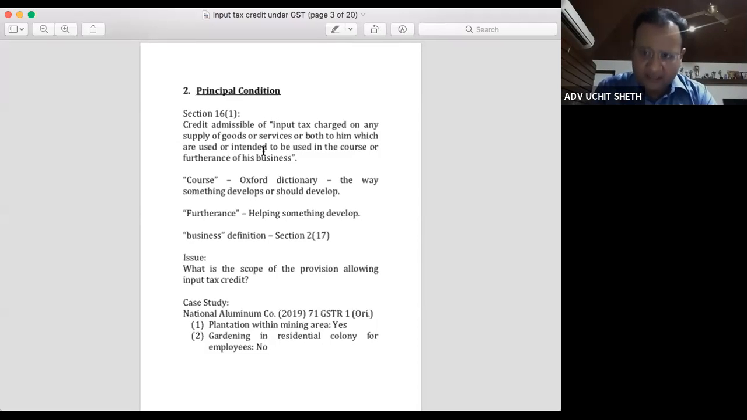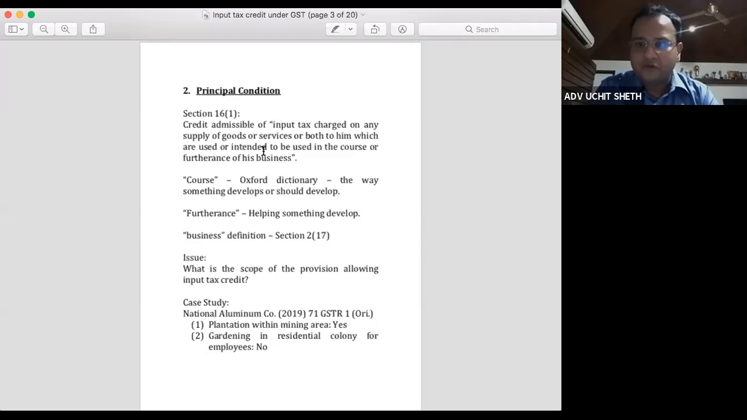Second, another question which was raised was regarding gardening in the residential colony for employees. So it was a big factory. It had also developed a residential colony where its employees would stay, and for beautification or for maintenance of that colony, certain expenses were incurred and GST was paid on those expenses. While answering the question with regard to admissibility of input tax credit on such expenses, the authority says that no, that is not directly related to your business, and therefore we hold you are not entitled to input tax credit.